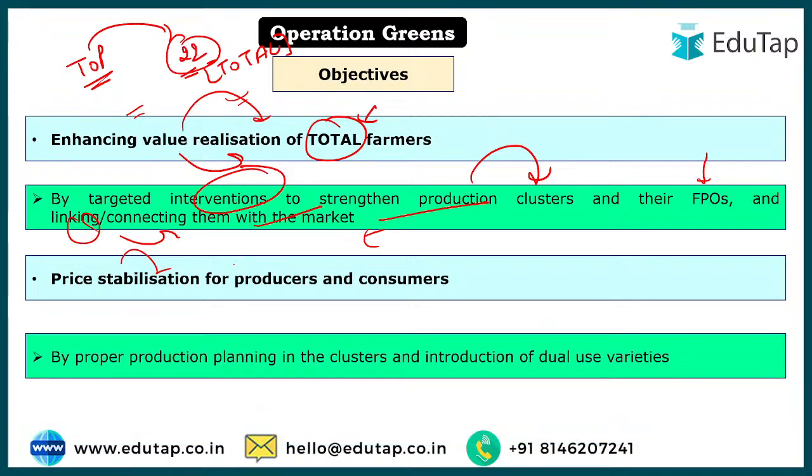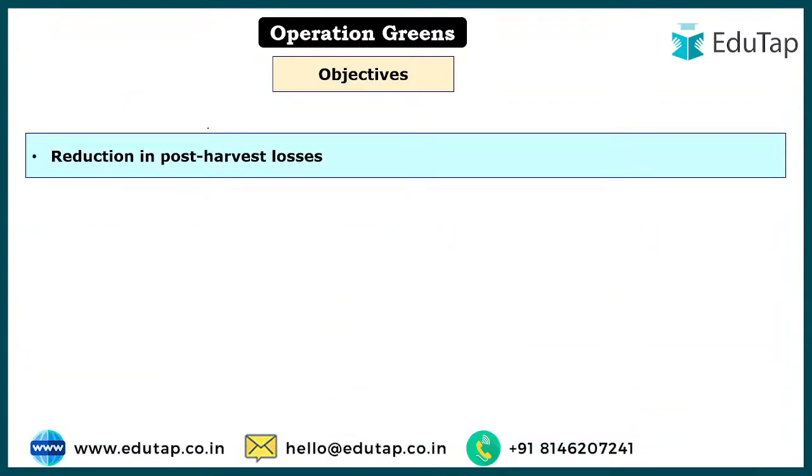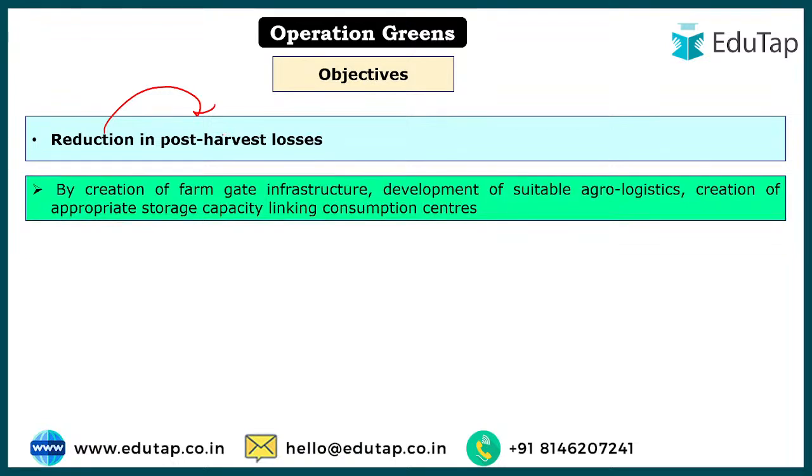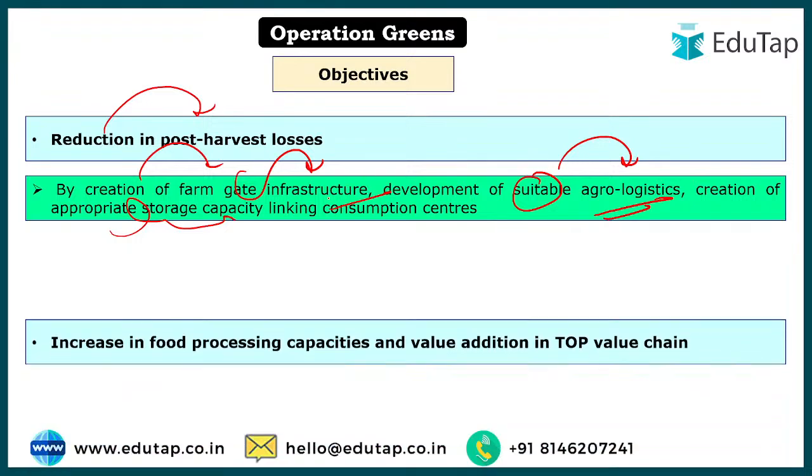Price stabilization will be done. How will it be done? By proper production planning, which will lead to price stabilization. Apart from that, reduction in post harvest losses. How will that be done? By creating infrastructure at various stages, by creating farm gate infrastructure, to have proper storage facilities and proper logistics. What is logistics? This is again the transportation that we are talking about. Why is it saying suitable? Again, cold chain: please remember that cold chain is suitable for perishable crops. Creation of appropriate storage capacity can be done.